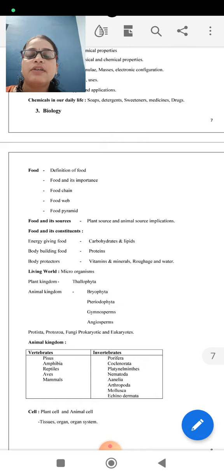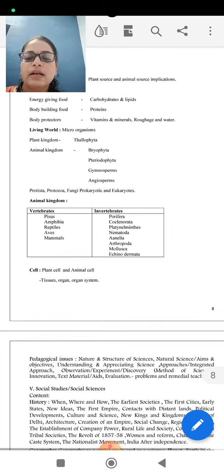Next, another important topic in the food chapter is tests: test for carbohydrates, test for lipids, test for proteins. We have some tests in the food topic. Next is the living world, which I explained already. Next one is the cell.